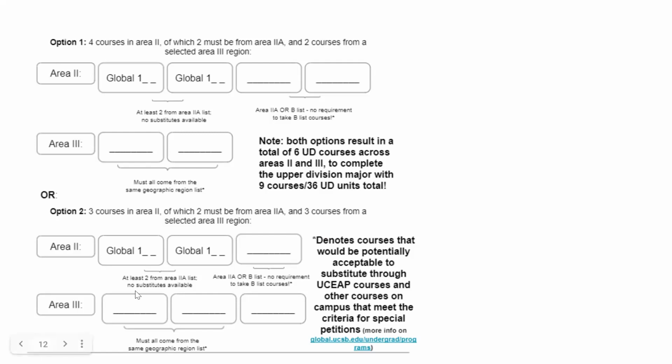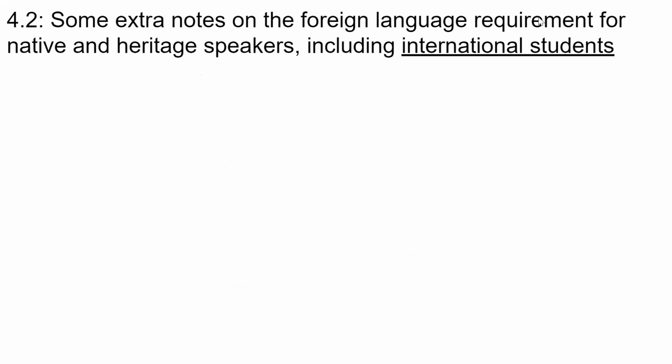And then also be aware that we've got some little asterisks next to certain parts on this course planning sheet. These just denote areas and courses that would be potentially acceptable to substitute through study abroad courses, UCEAP courses, and other courses on campus that meet the criteria for special petitions. More information on that is on our undergraduate advising page in the petition section. So this gives you a sense of the different options you have for completing the upper division section of the major.